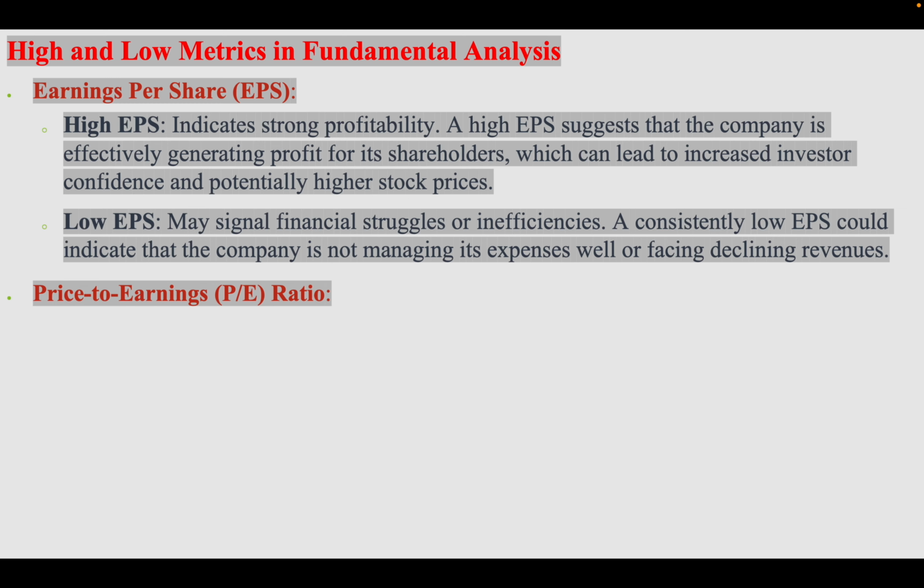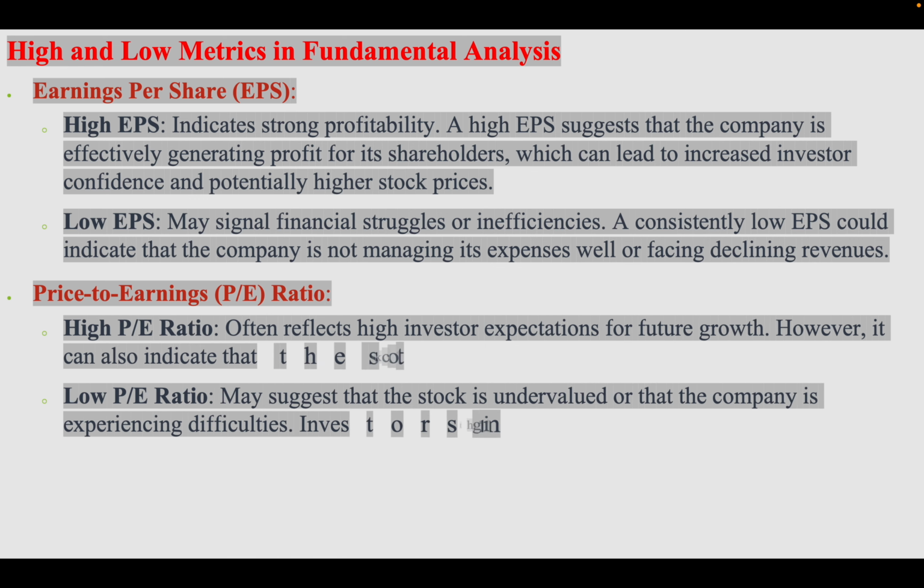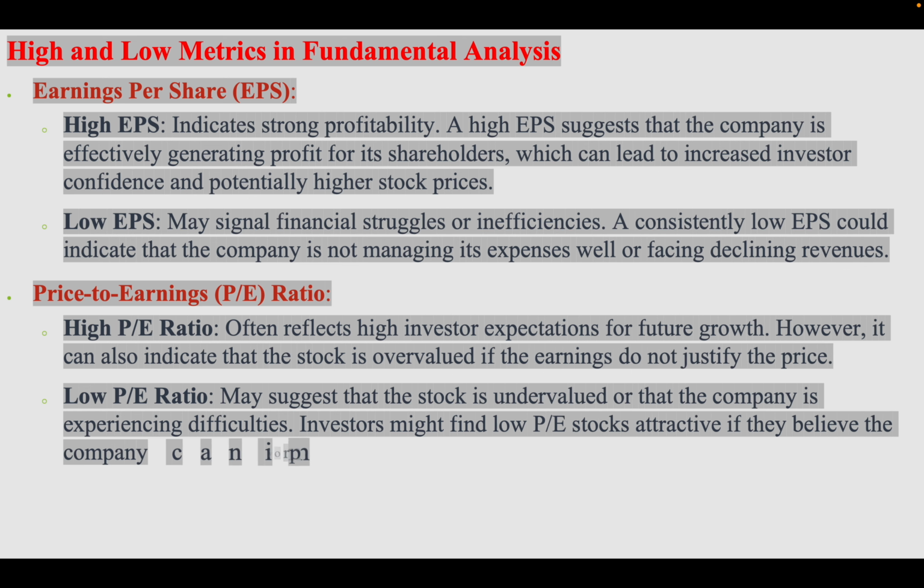Price to earning, PE ratio. High PE ratio, it often reflects high investor expectation for future growth. However, it can also indicate that the stock is overvalued if the earnings do not justify the price. Low PE ratio, it may suggest that the stock is undervalued or that the company is experiencing difficulties. Investors might find low PE stocks attractive if they believe the company can improve its earnings.